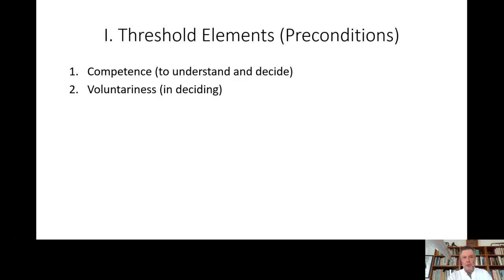Let's understand it this way. So we'll temporally threshold elements. What are the preconditions of informed consent? Competence. A person can't consent unless they're competent. So we test for competence to understand the information, an ability to understand the information that's central, and competence actually to make a decision, and the voluntariness of the subject or patient. Are they free from compulsion, say?